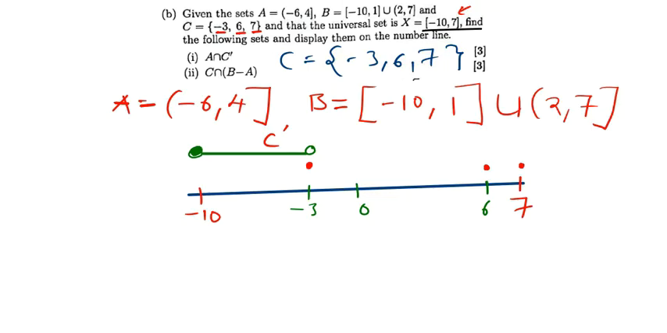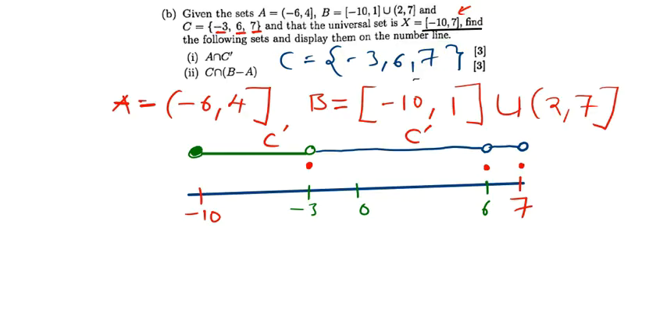And then, just as you might guess, again it would continue all the way up to 6. 6 couldn't be included. Again it would continue up to 7, and then 7 wouldn't be included. So that is our C complement. Where we've got an empty circle, it implies that point is not part of C complement because it is actually part of C.